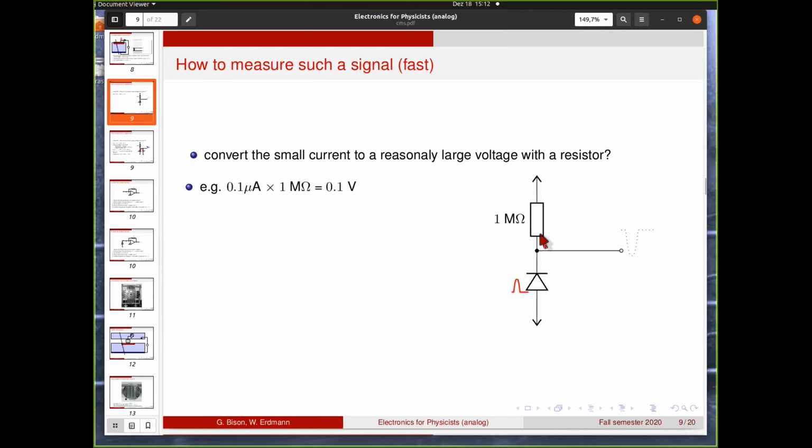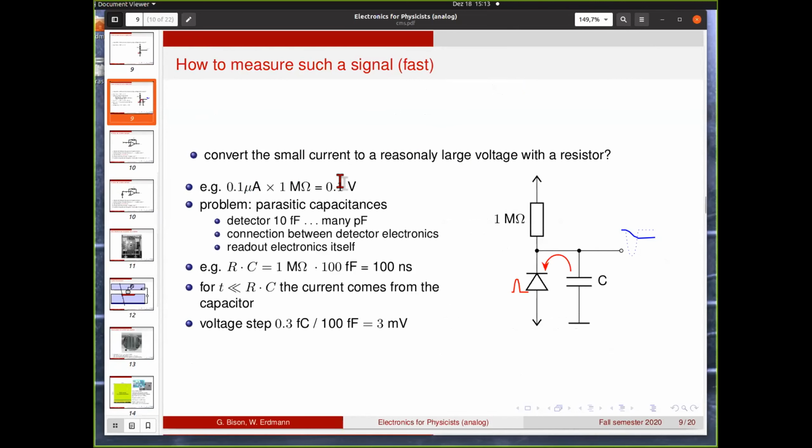So, for instance, if you have a 1 mega ohm resistor applied to your diode, so this diode here symbolizes the sensor, and you have a current spike here. Then, if you apply a mega ohm resistor, this current must flow through this resistor, and the voltage across the resistor will produce a voltage spike here, which is in this direction as well. And if you want a reasonable size pulse of, let's say, 100 millivolts, then you need a mega ohm. In principle, this would work.